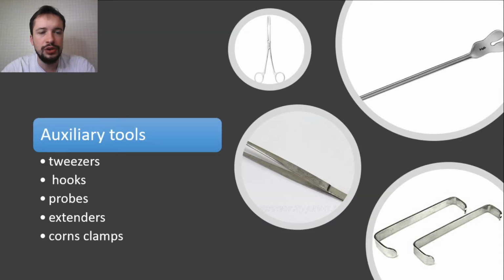The next one is auxiliary tools, or tools for support. Here we will talk about expanding and fixing instruments, anatomical and surgical tweezers, blunt and sharp hooks, probes, large wound dilators or mirrors, corn sinks, Mikulicz clamps, and other instruments that will help and support you.